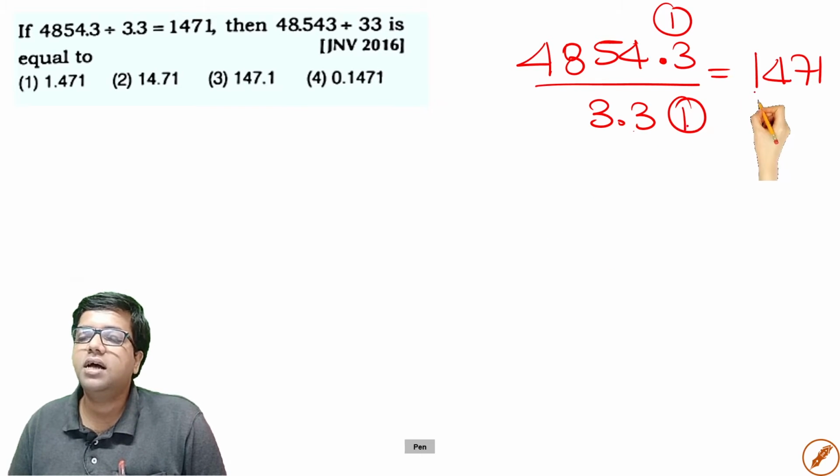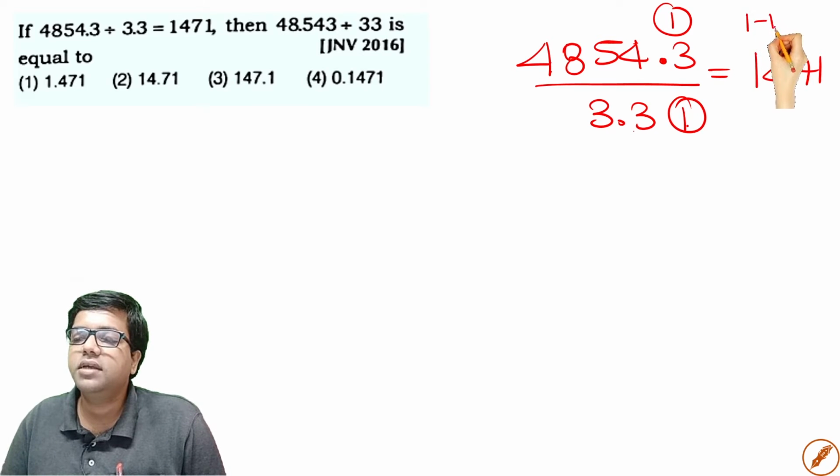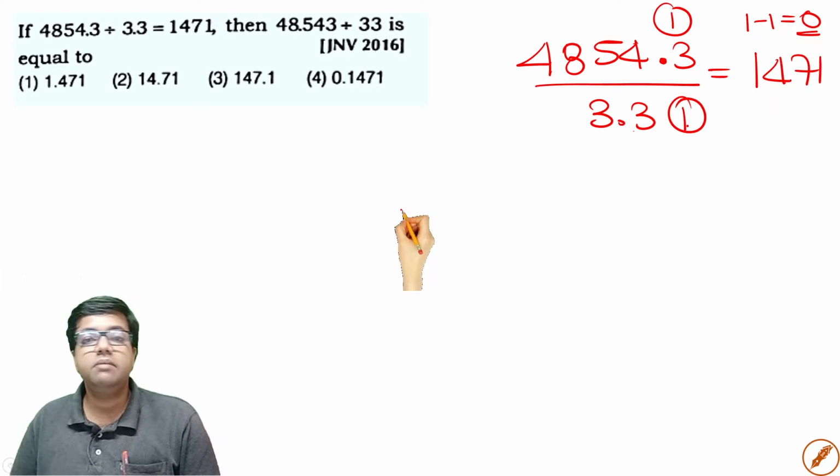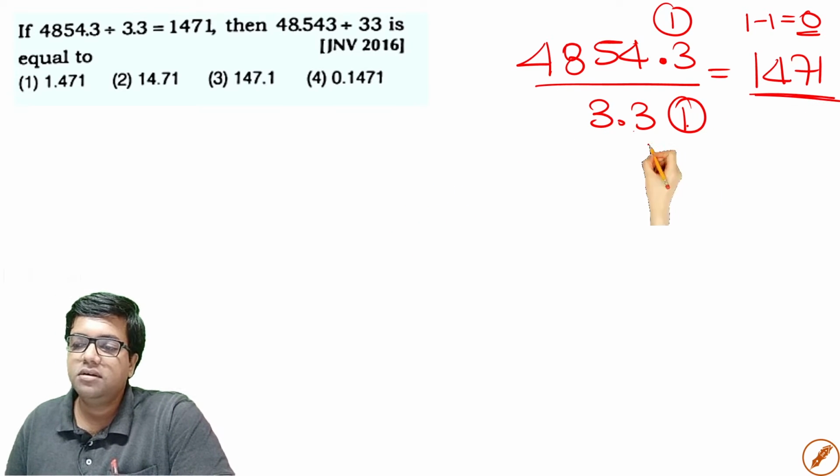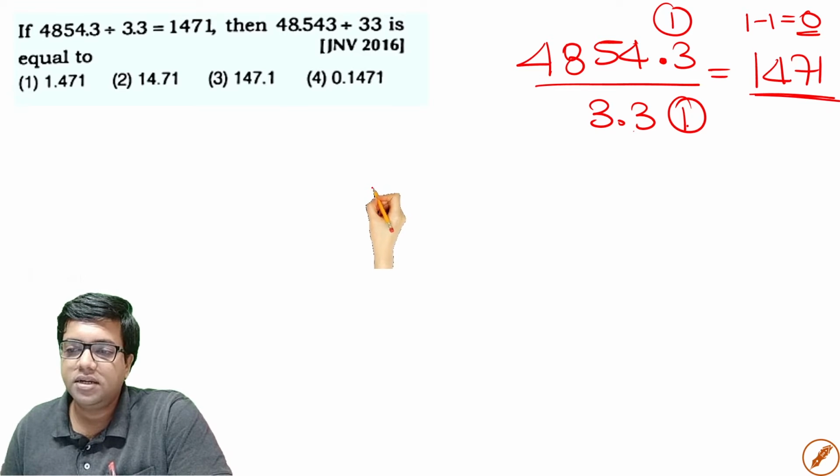What happens in the answer? In the answer they both get subtracted, which gives us 0. 1 minus 1 is 0. So therefore there will be no digits after the decimal point. So therefore we will get 1471.